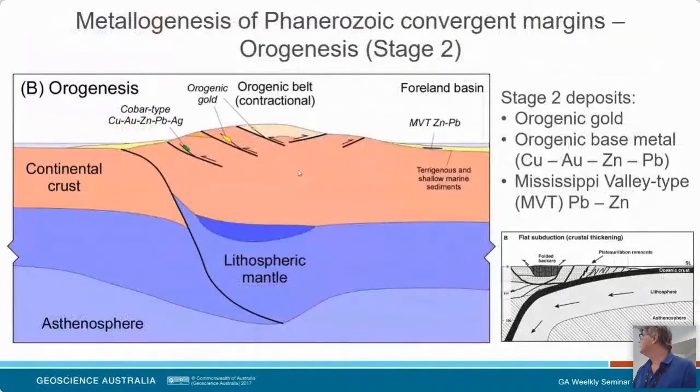Okay. Now we'll move on to the second stage. So this is again Bill's rendition. In this case, I've actually invoked a suture. So you have the accretion of a continental crust onto a convergent margin, and so you get orogenesis. And during orogenesis, you find the formation of orogenic gold deposits, which we talked about earlier, and also cobalt-type base metal deposits, and also Mississippi Valley-type deposits.